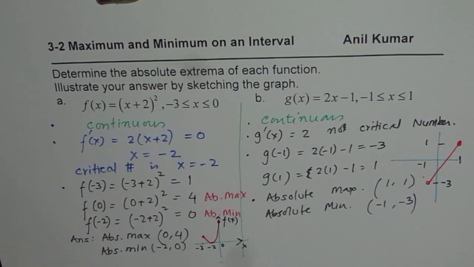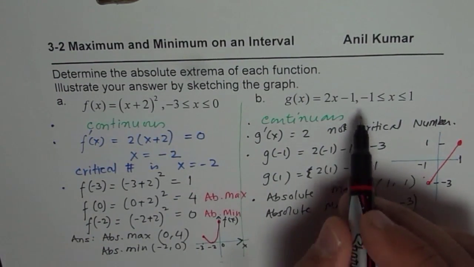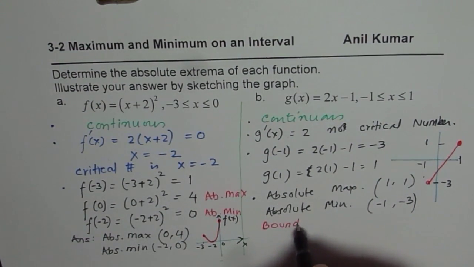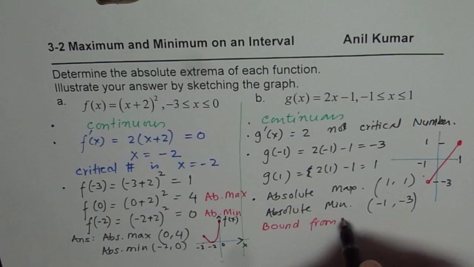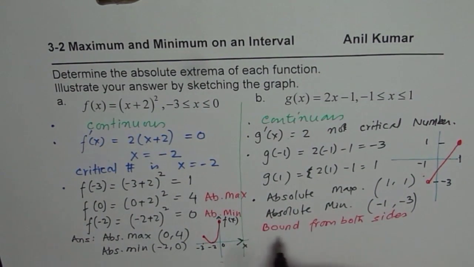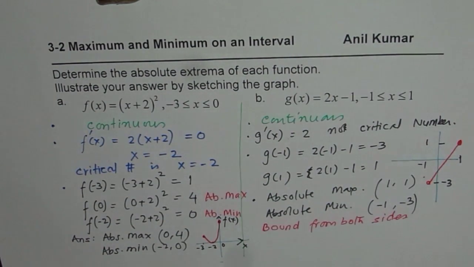Now, you should remember one more thing. For finding the absolute extrema, the function could be bound from both sides, right? In other examples, we do have cases where the domain could be bound from one side, okay? So look into those examples also to understand the concept completely.